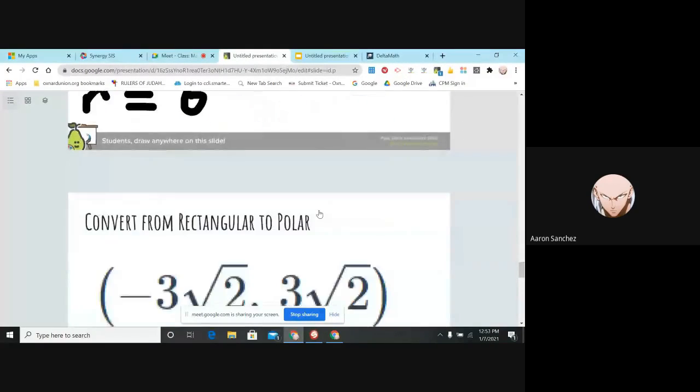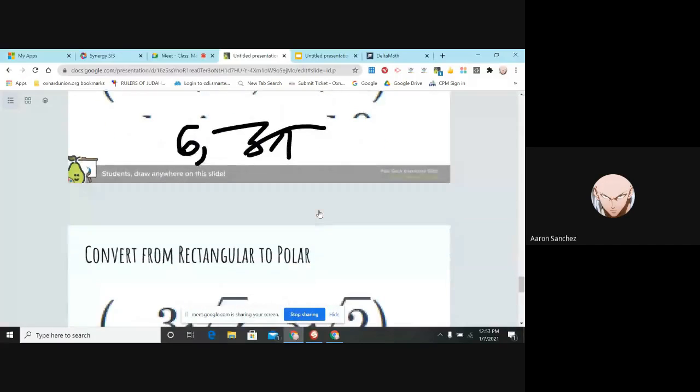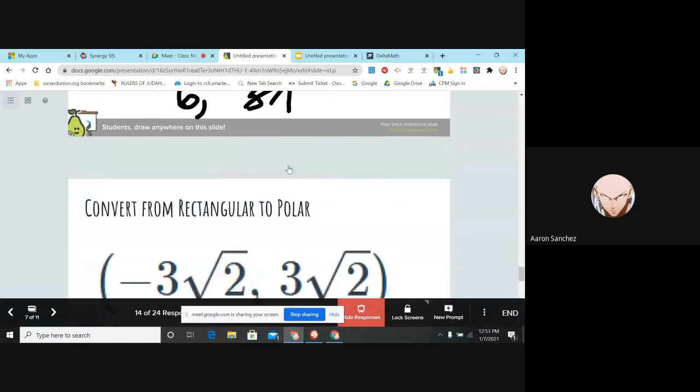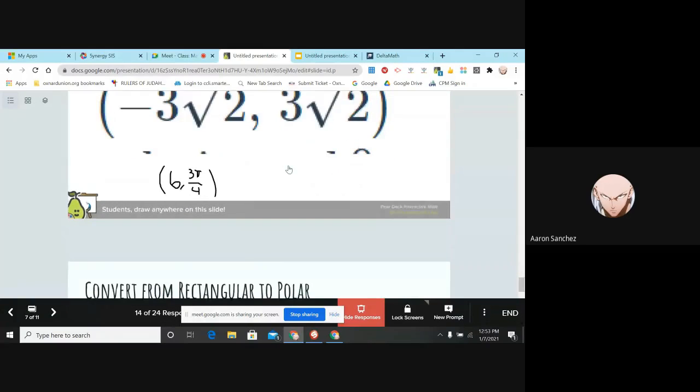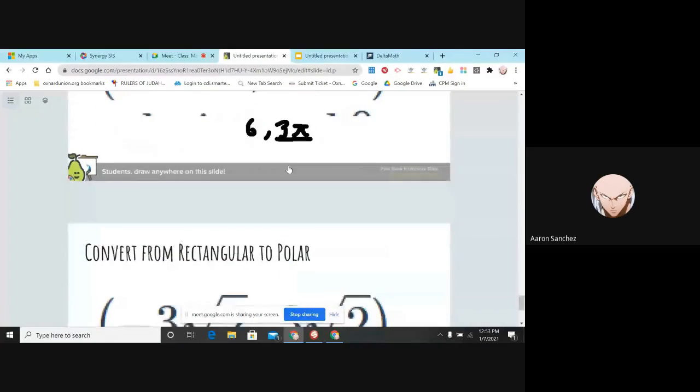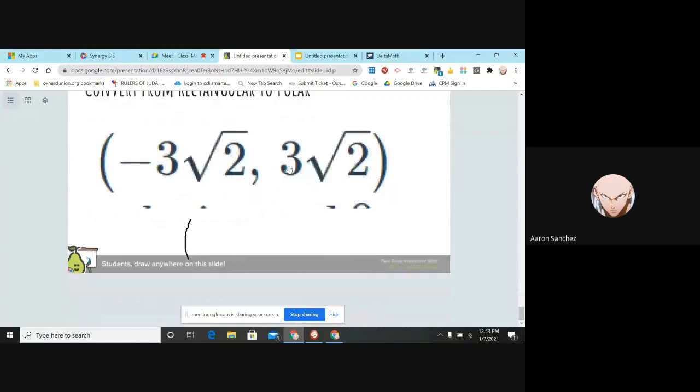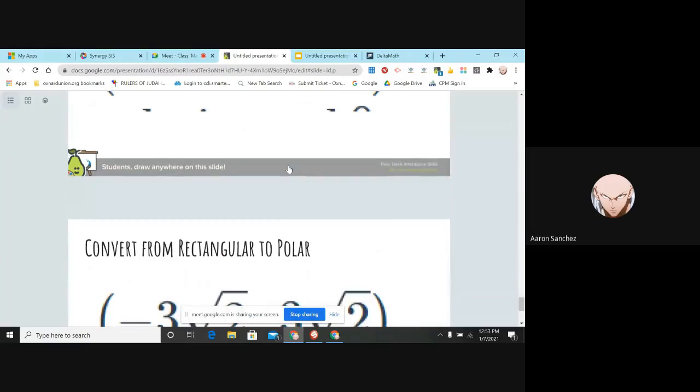Well, there's even more. R is 6, good, you got the radius. 3 pi. Look at that, that pi looks like a ninja pi. That's what I'm talking about. 3 pi over 4, boom. Okay, all right, let's go ahead and I'm going to solve this.